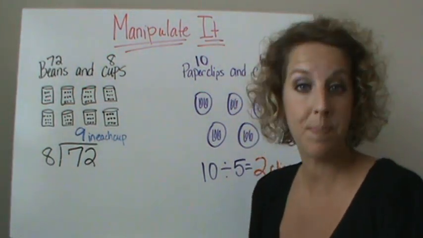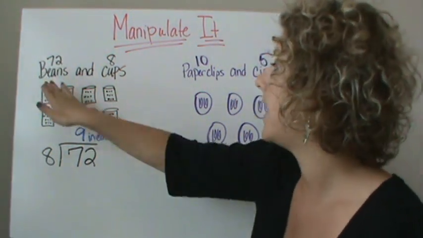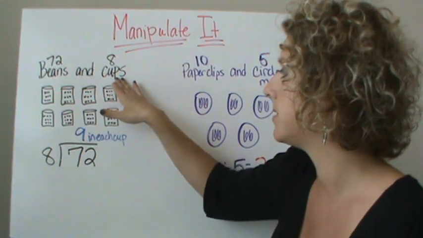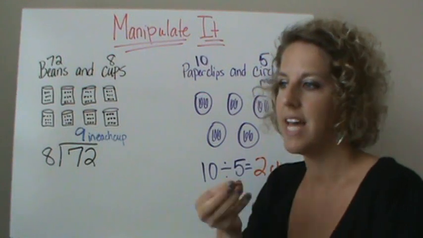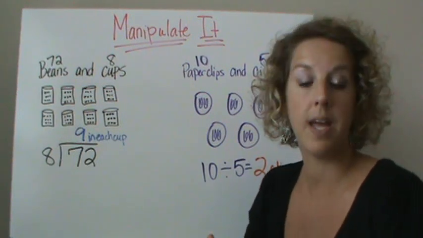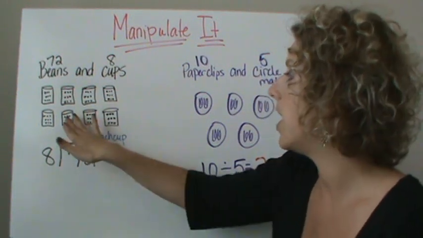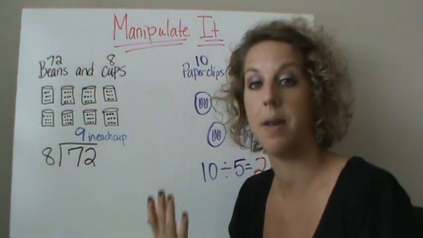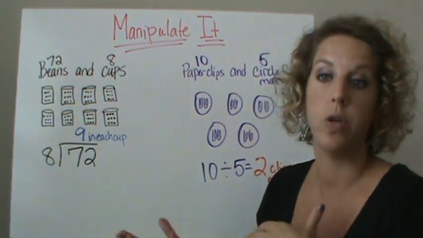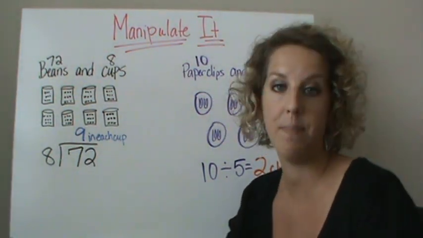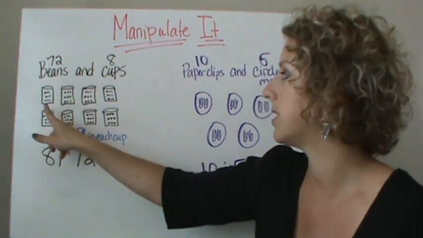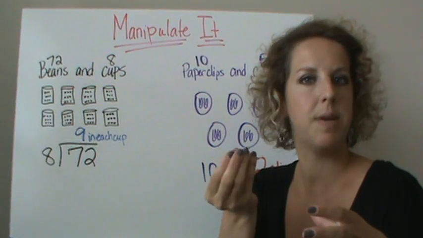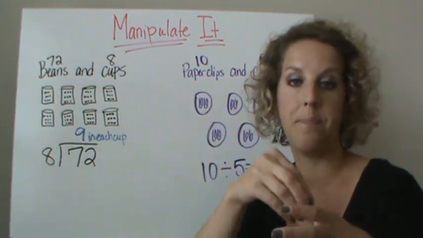Okay, if you want to manipulate division, in our classroom we have beans and cups. It's a really easy way to see division visually and to feel it and to manipulate it around on your desk. If you're at home, you can use maybe Fruit Loops and bowls, or you can use pens and paper, anything to make groups.